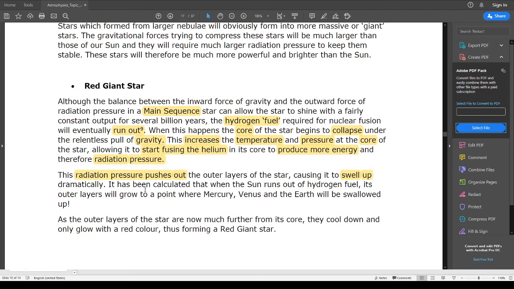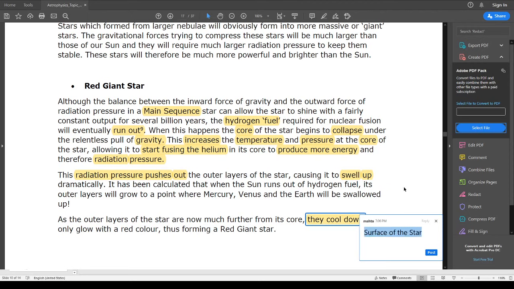and as it becomes very large, if you remember, they cool down, right? As the star becomes very large, the outer layers are now far away from the core. When we are talking about they, we are talking about the surface of the star.